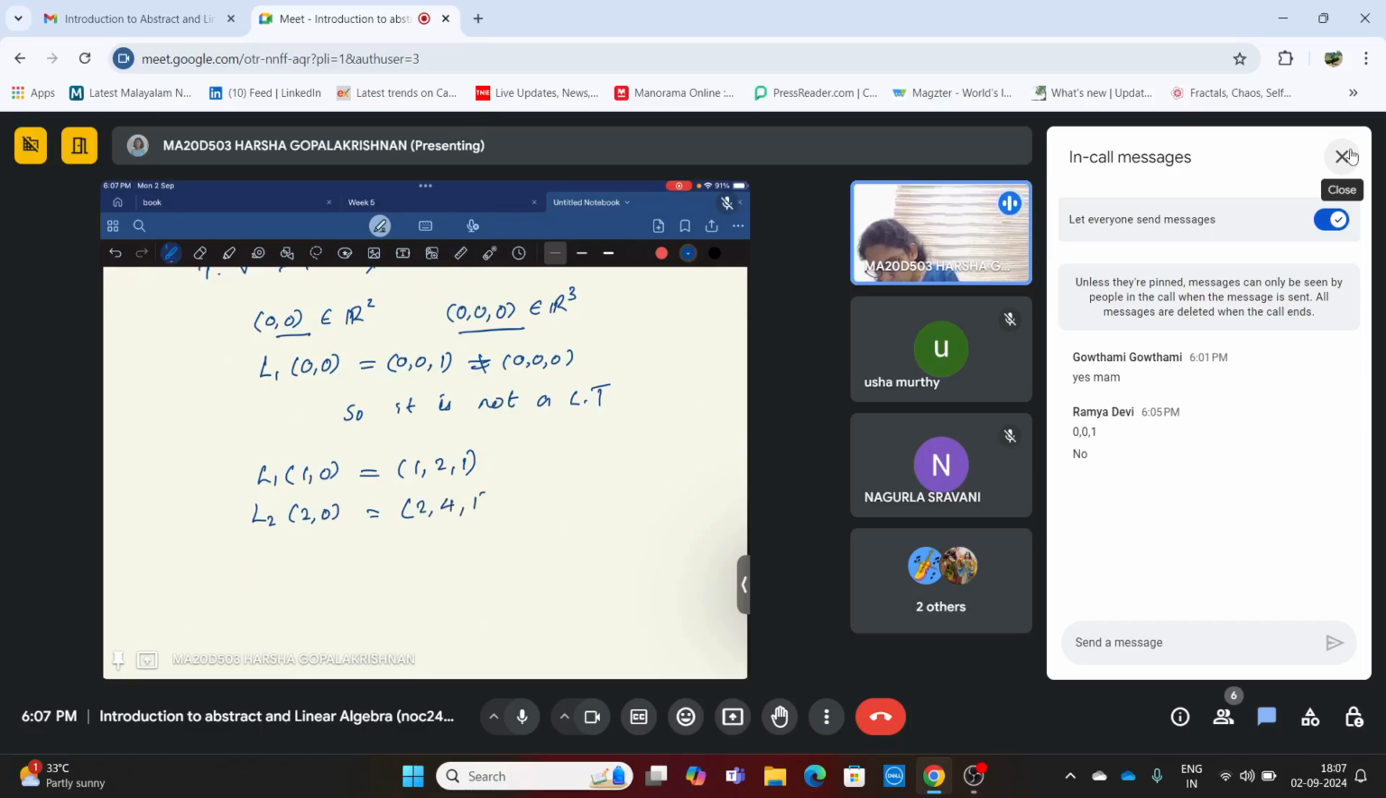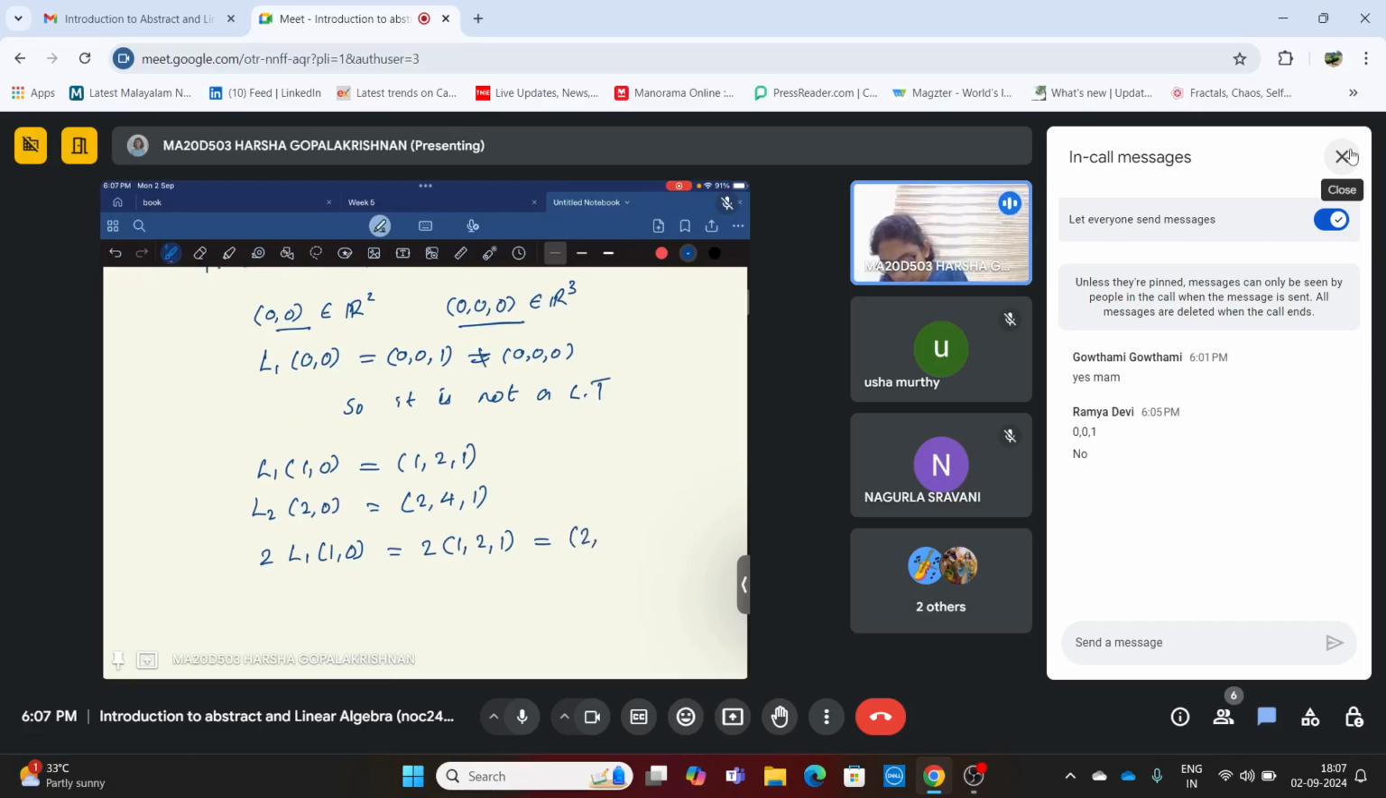Now what is 2 times L1 of (1, 0)? That is 2 times (1, 2, 1), because L1 of (1, 0) we have already seen. That is (2, 4, 2). So these two are distinct values, right? That is, L1 of (2, 0) is not equal to 2 times L1 of (1, 0).